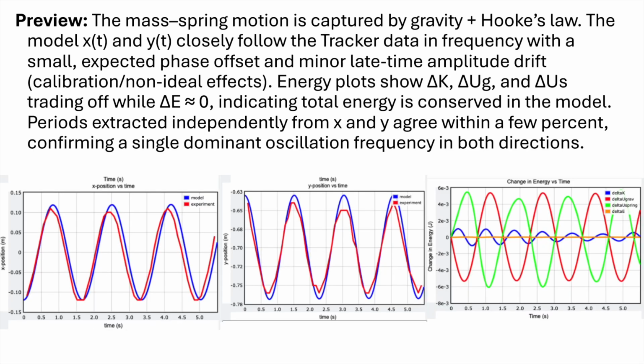So, a brief preview: the mass-spring motion is captured by gravity and Hooke's law. The model X and Y closely follow the Tracker data in frequency, with a small expected phase offset and minor late-time amplitude drift. Calibration and damping are non-ideal effects. Energy plots show delta K, delta UG, and delta US trading off while delta E approximates 0, indicating total energy is conserved in the model. Periods extracted independently from X and Y agree within a few percent, confirming a single dominant oscillation frequency in both directions.